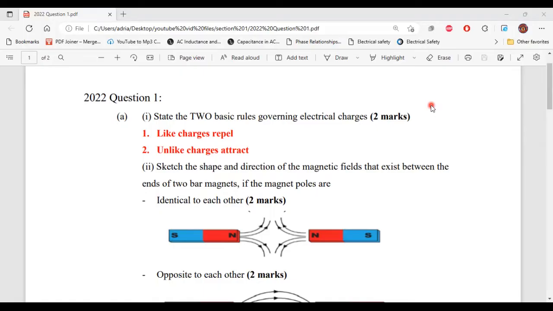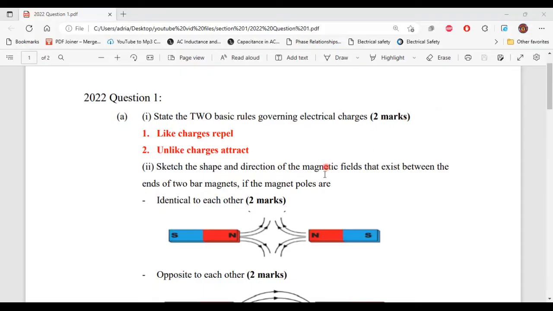Part 1 of A. It says, state the two basic rules governing electrical charges. 1, like charges repel. 2, unlike charges attract. So those are the two basic rules governing electrical charges.